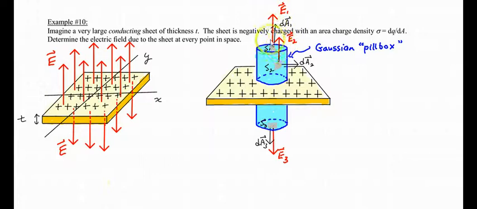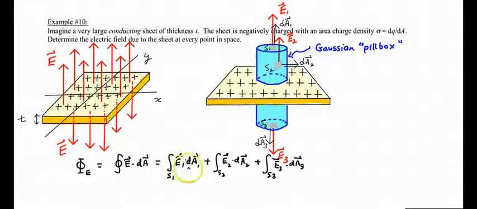S1, the top end, where the electric field and the area vector are parallel to one another. The curved section S2, where the electric field is perpendicular to the area vector, and then the bottom end S3, where the electric field and the area vector are also parallel to one another. So let's now calculate the total flux of this Gaussian pillbox. Remember, the total flux of this Gaussian pillbox is the sum over that closed surface of the electric field E dot dA. And we're going to take the integral over all three of these surfaces, S1, S2, and S3.